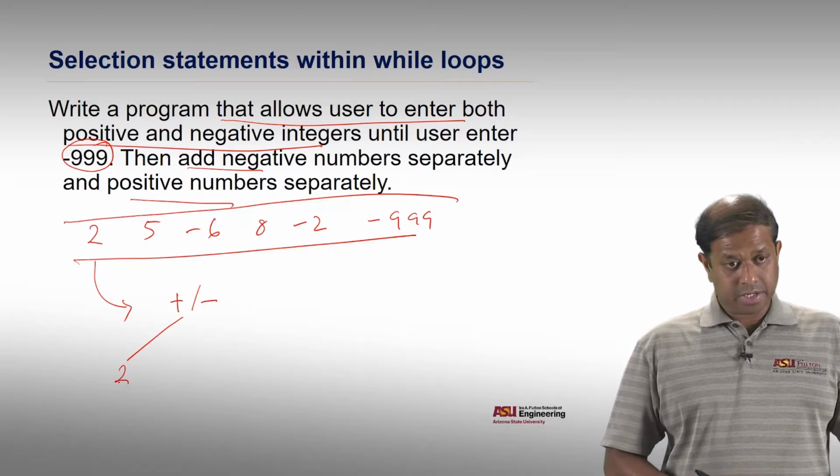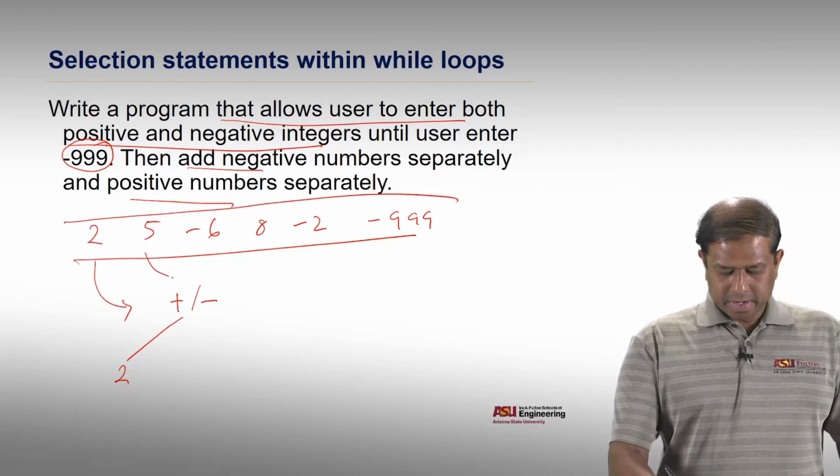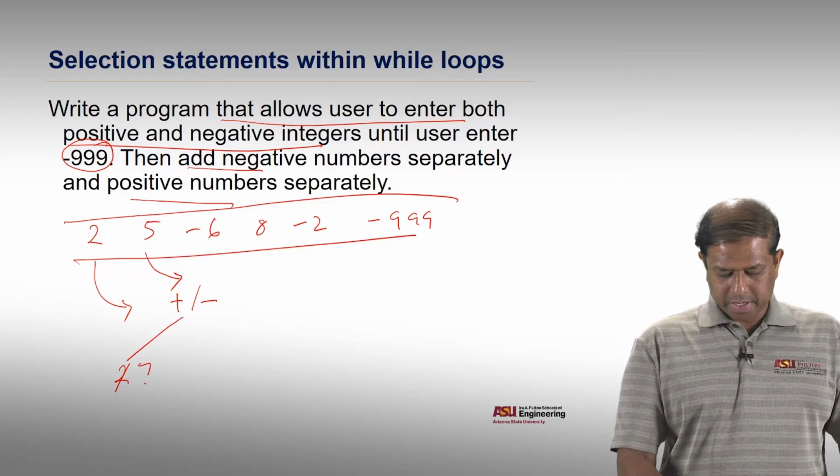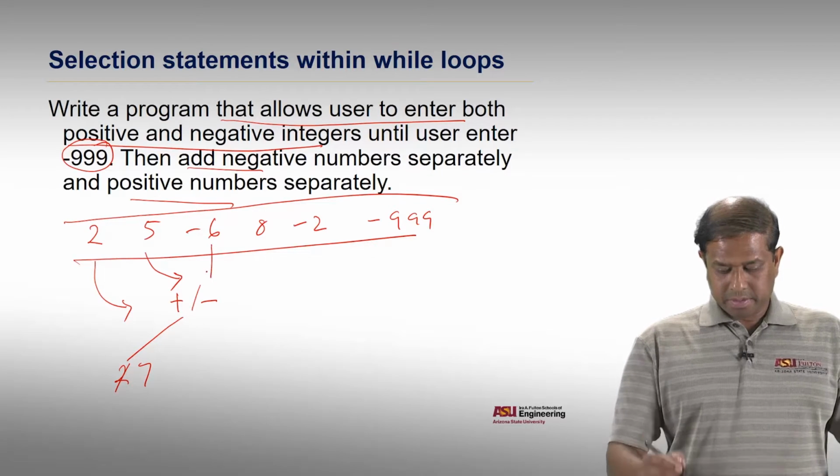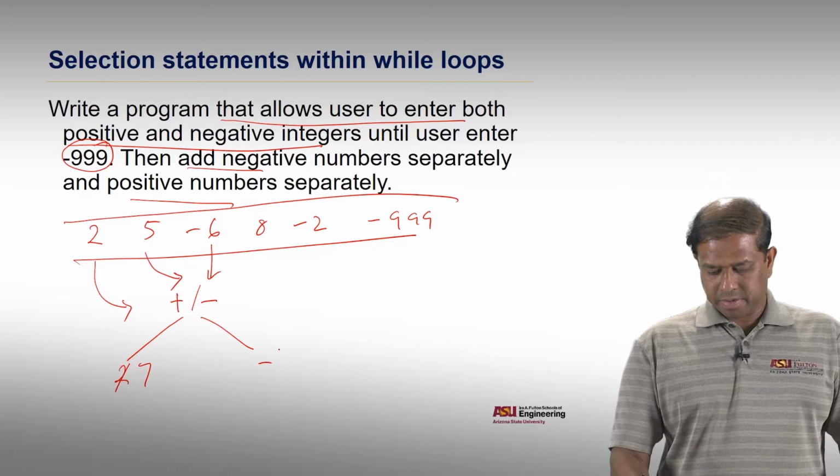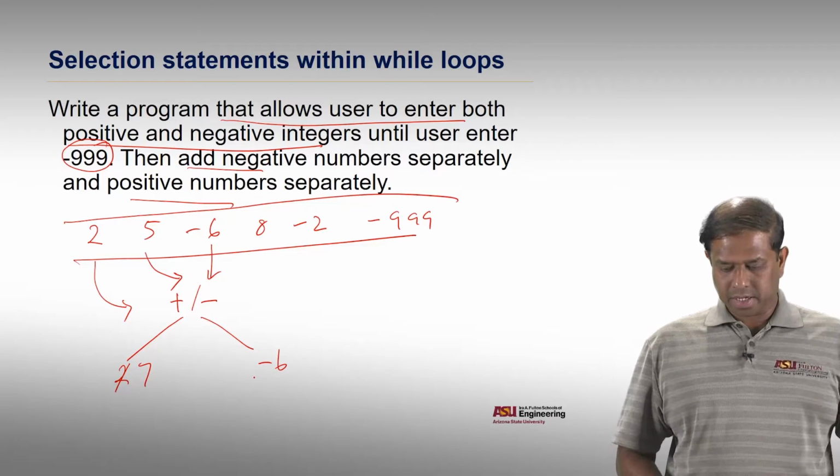So currently it's 2, and then go ahead and read the second number. That's a positive number, so then this will be 7. Now the next number is going to be a negative number, so therefore we are going to put it into the negative number group, so -6.